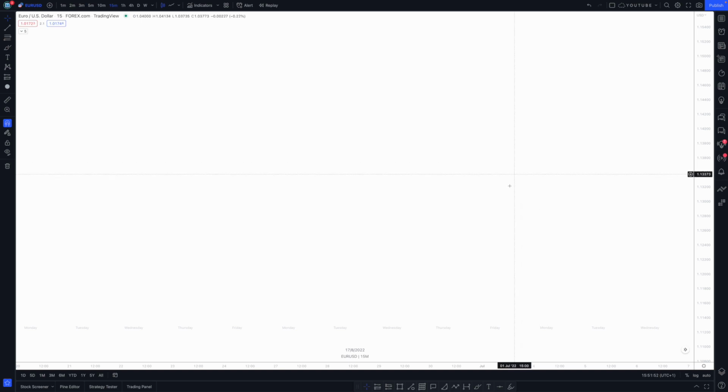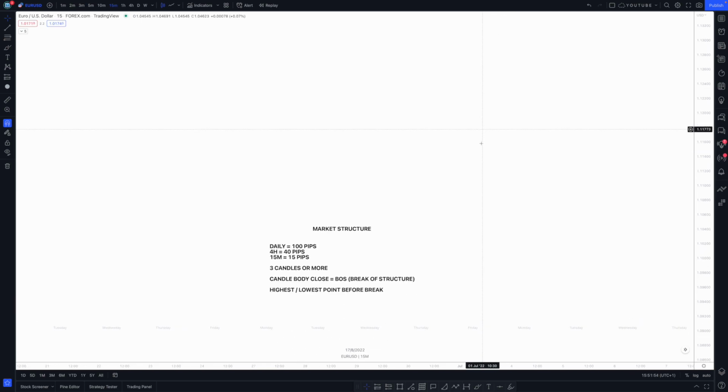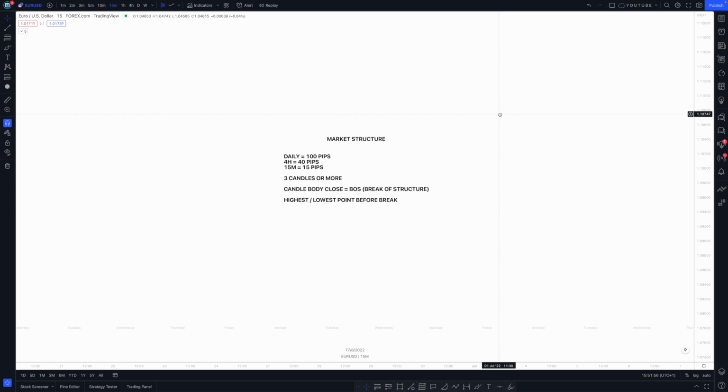So what I'm going to do first is show you the rules that I use for market structure myself. This is tried, tested and proven. It's something I've used for a couple of years now, and I've proven it works quite well for myself. You can go on your own charts, test out these rules, and see if this way of mapping structure works for you.